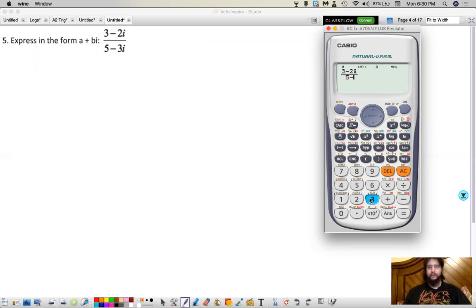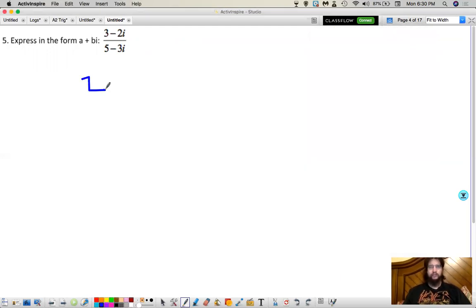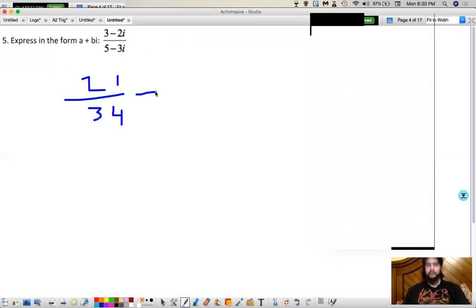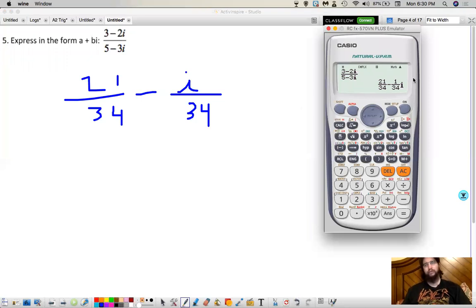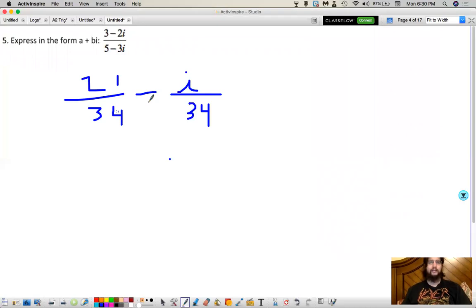5 minus 3. Where is it? Right there, right above 8. See it? You just have to hit it. And we get that. 21/34 minus 1/34 i. I'm going to write i over 34. Right, 1/34 i for sure. Doesn't matter. But this is standard form. That's all you have to do.